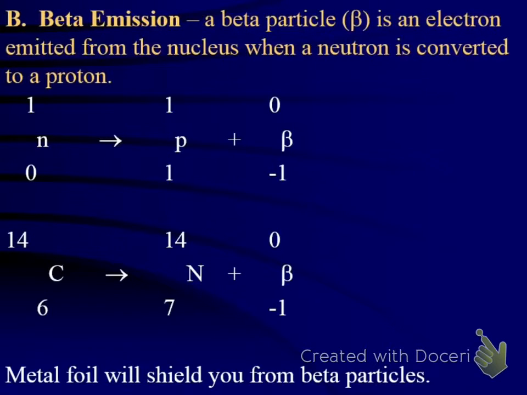Okay. For that one, metal foil will shield you from, actually it should be lead. Lead will shield you from beta particles.